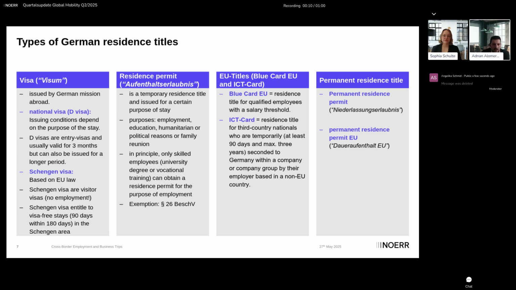And at the very last, we get an overview about the types of permanent residence titles. There are two types: one called the permanent residence title, Niederlassungserlaubnis, and the permanent residence permit EU, in German der Daueraufenthalt EU. In any case, an individual who holds such a title is entitled to stay permanently in Germany. With the permanent residence permit EU, he's even entitled to stay permanently within the EU. So if for one person both options are possible, he should consider what is more favorable to him.